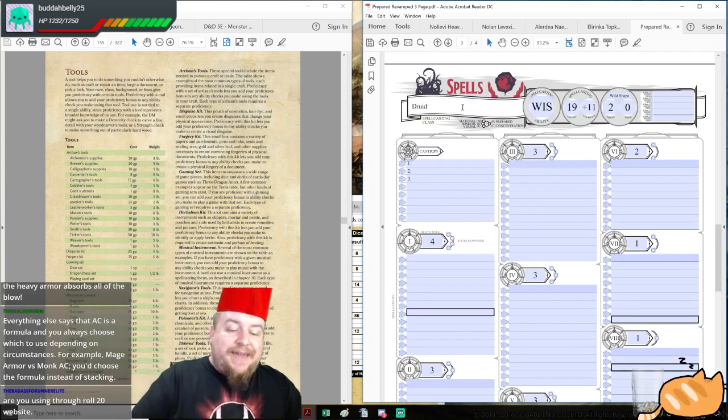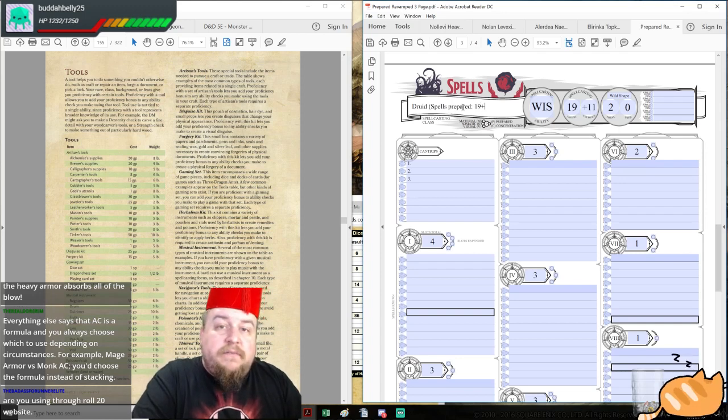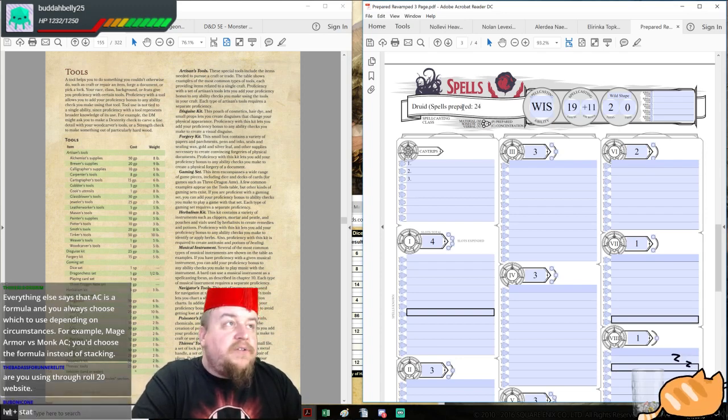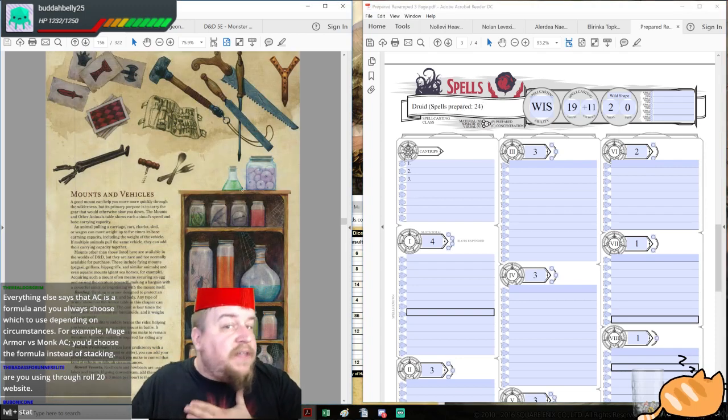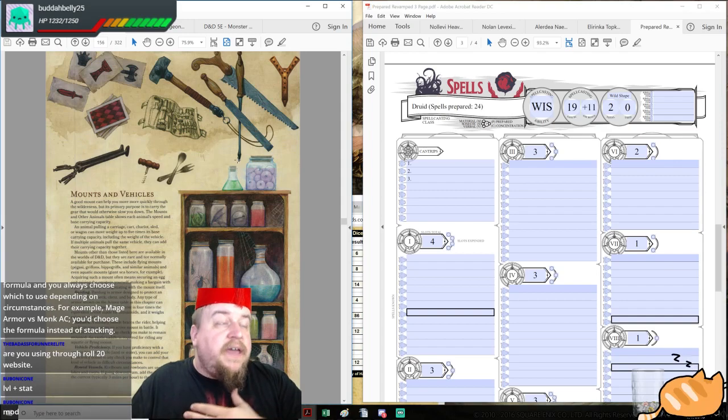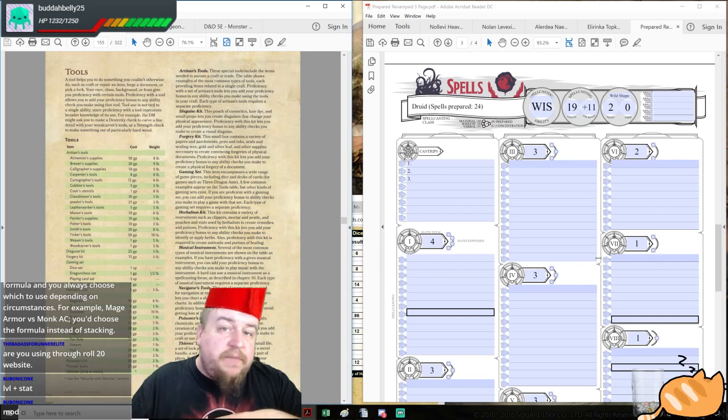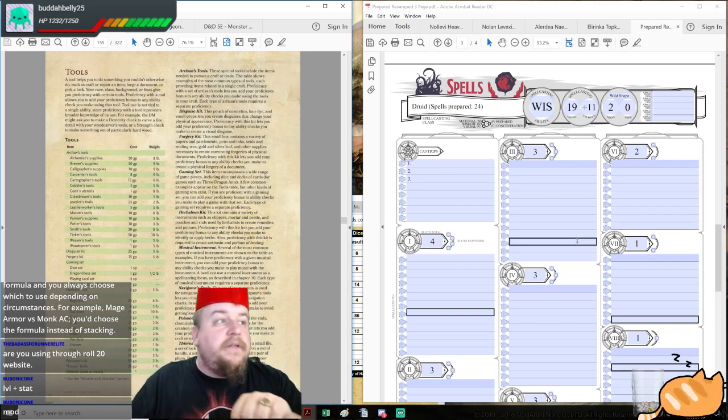So in order to calculate how many spells we can prepare, that is going to be your Druid level plus your casting modifier, which is Wisdom. In that case, that's going to be 5. So we can prepare 24 spells. If we went with Circle of the Land Druid, then we would get some bonus spells, because that's a very caster heavy Druid.